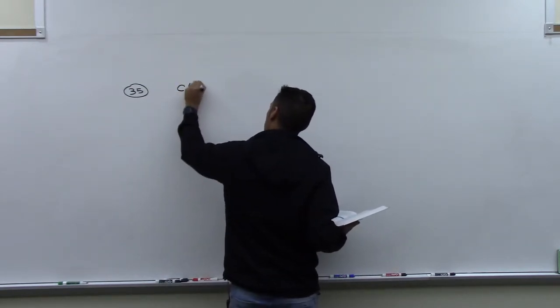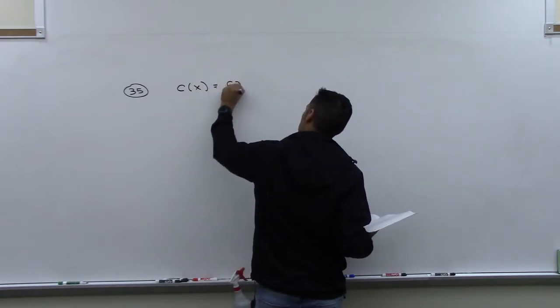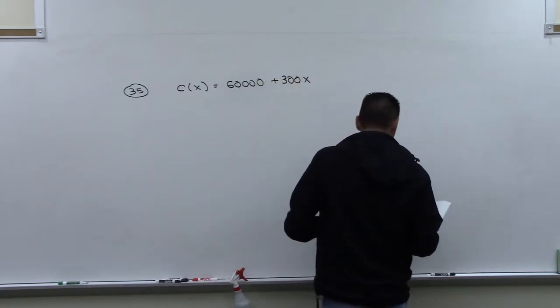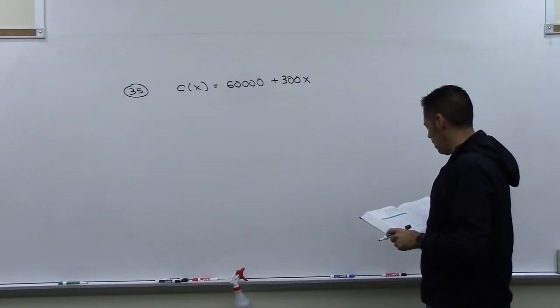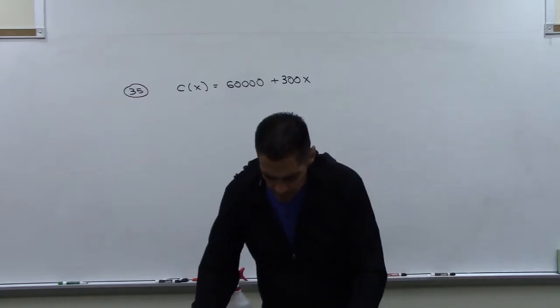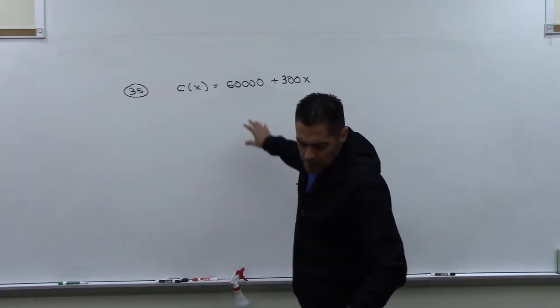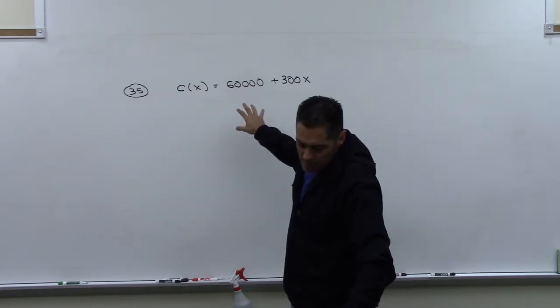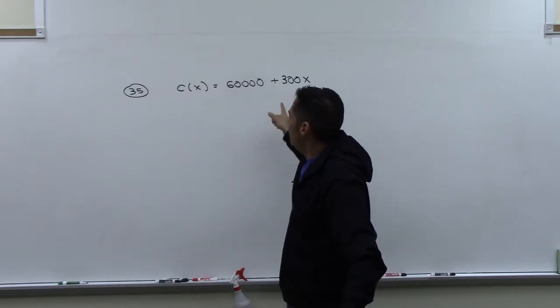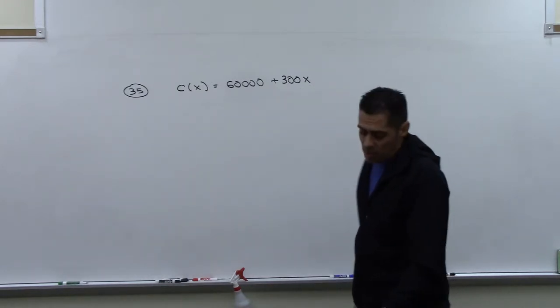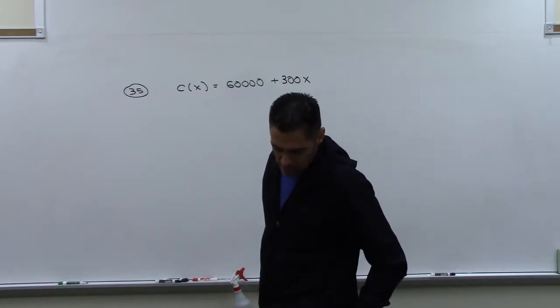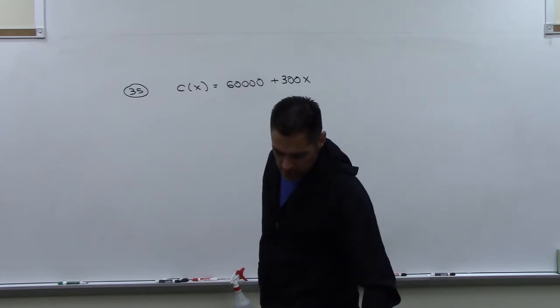They give you a cost function. This cost function is 60,000 plus 300x. All right. And the first thing is it says, by the way, this is the total cost in dollars of manufacturing x auto body parts, okay? So x is the number of auto body parts, and C of x is the cost in dollars. So A says find the average cost per unit if 500 frames are produced.